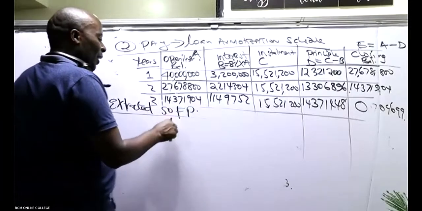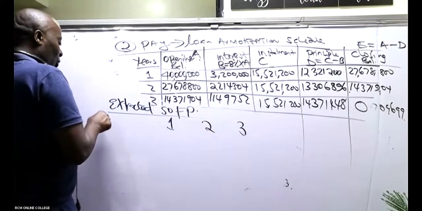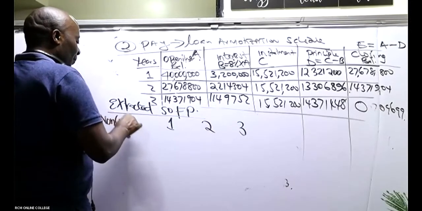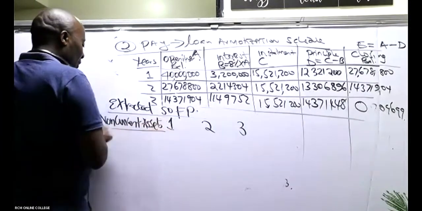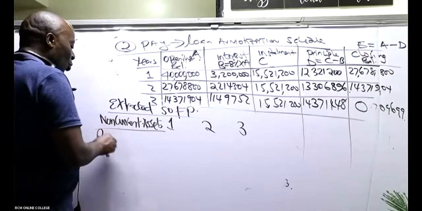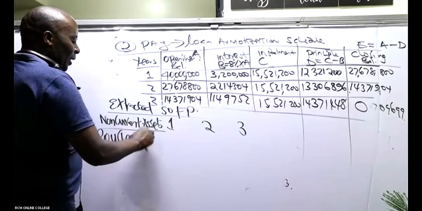Remember, we have our years 1, 2, 3. First of all, you start with non-current assets. The non-current assets, you shall always begin with this leased asset. We call it ROU, right of use. You can just simply put it there as leased asset.